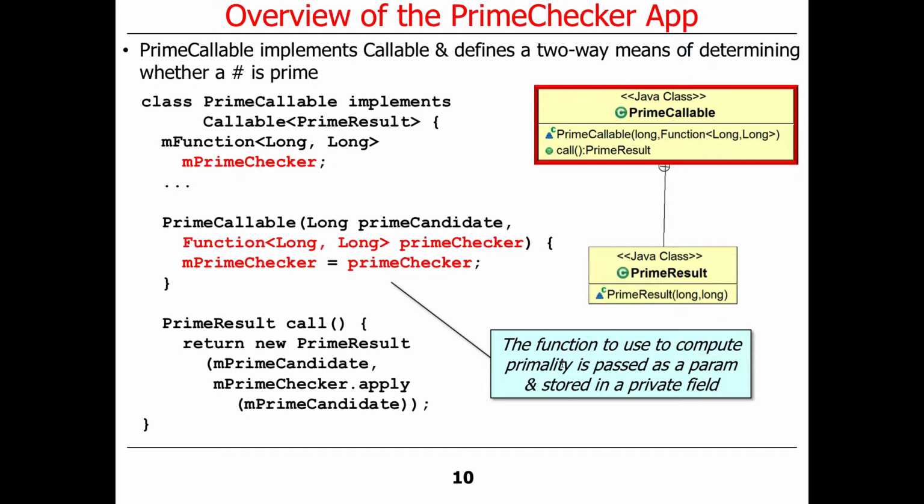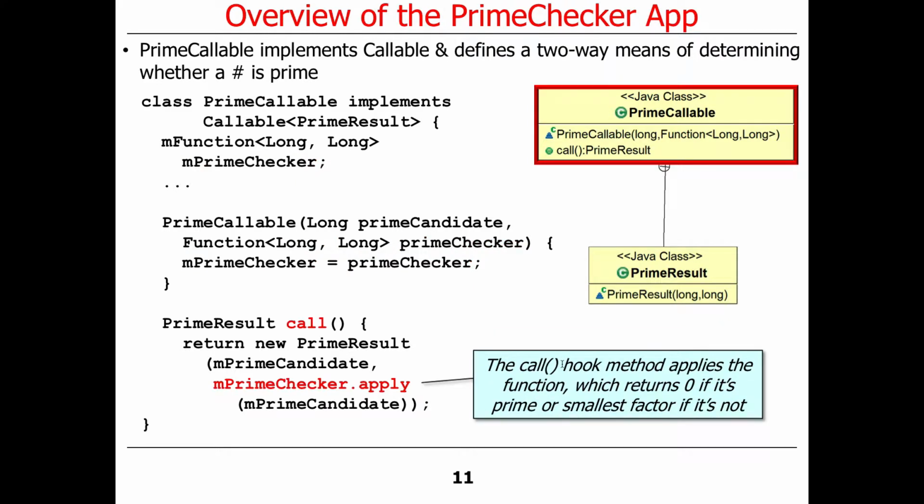So the way it works is that the constructor for PrimeCallable is actually passed a function. This is a Java 8 function interface that maps long to long. And what this is doing is it's going to be used to check whether a prime candidate, which is the other parameter here, is in fact a prime number. And it's going to keep track of that. All right, so we're going to pass in the prime candidate, which is going to get stored up here. We're going to pass in the PrimeChecker, which also gets stored up here as well.